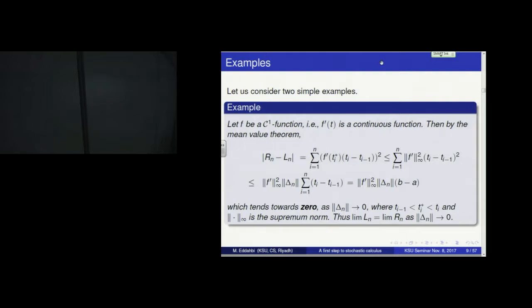Let's consider f is C1, right? So f prime exists and so on. We take the difference and use just the mean value theorem, and then we can control this by the derivative, and then you have here the mesh, and you have the length of the interval here. So this means that this limit goes to 0. They are the same in this situation. So this difference goes to 0 in this situation when f is C1, right?